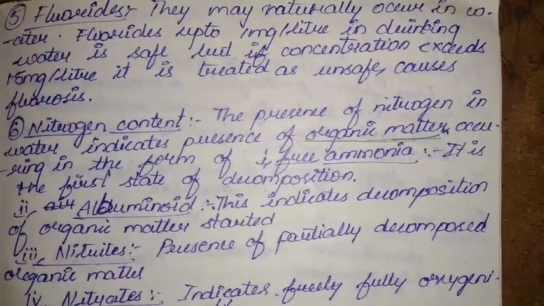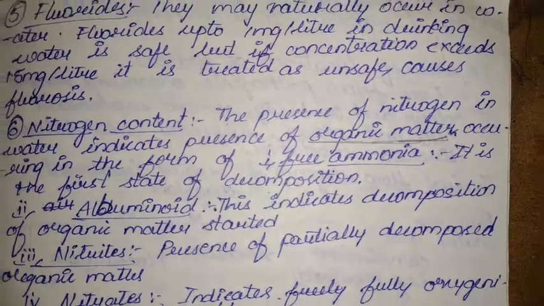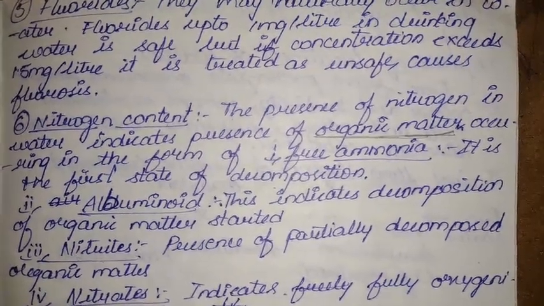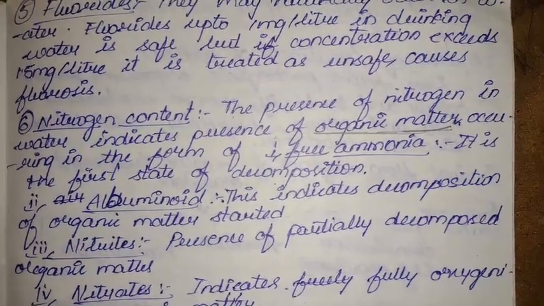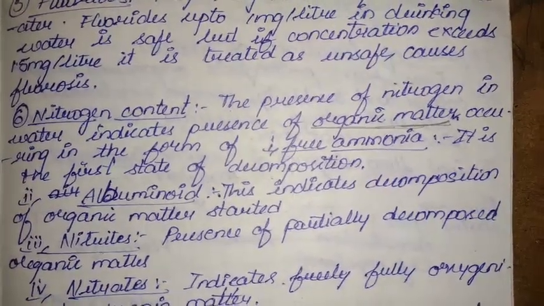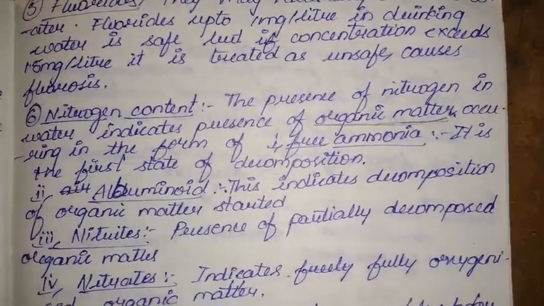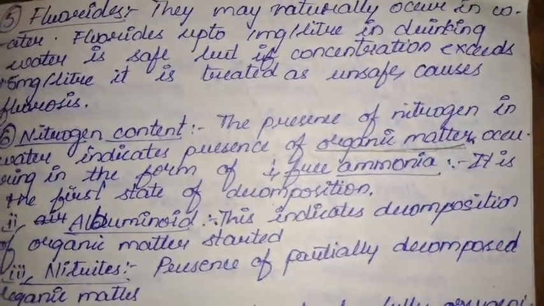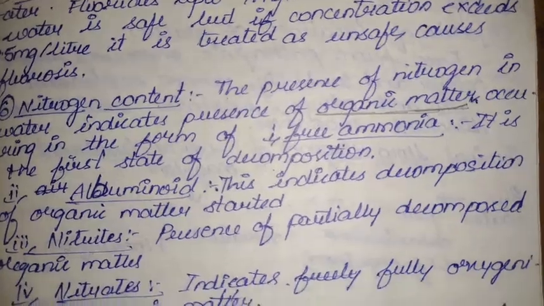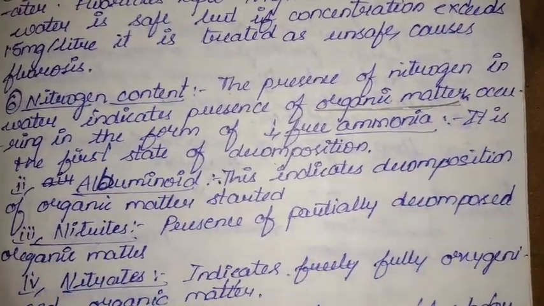Next we have fluorides. They may naturally occur in water. Fluorides up to 1 mg per liter in drinking water is safe, but if the concentration exceeds 1.5 mg per liter, it is to be treated as unsafe, which can cause fluorosis. If fluoride content is more than 1.5 mg per liter, it can cause fluorosis.